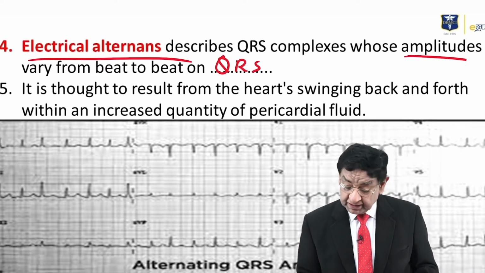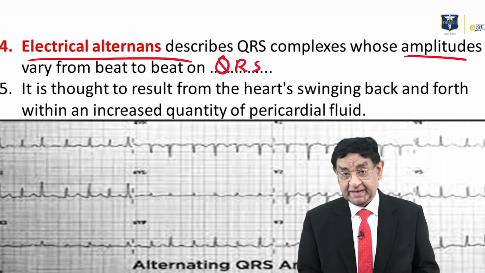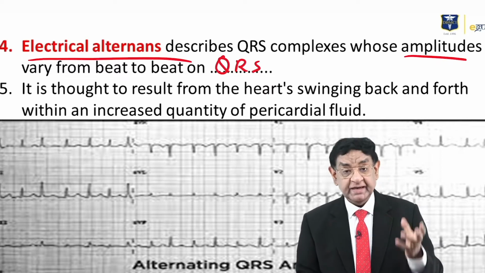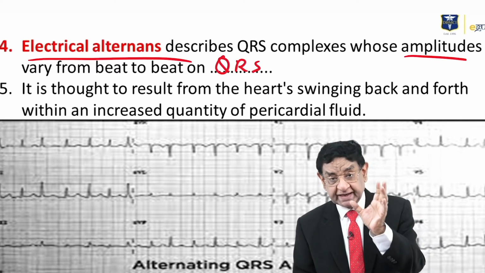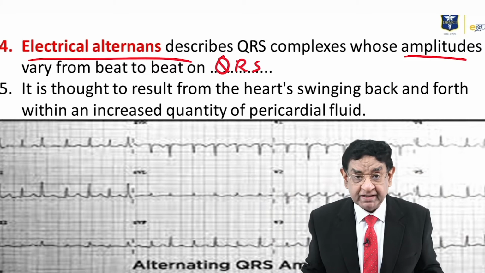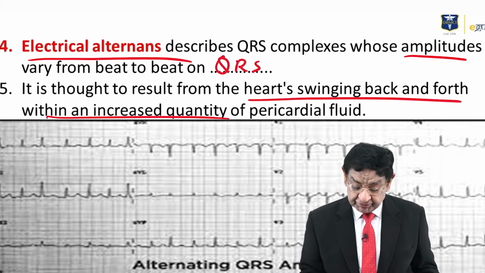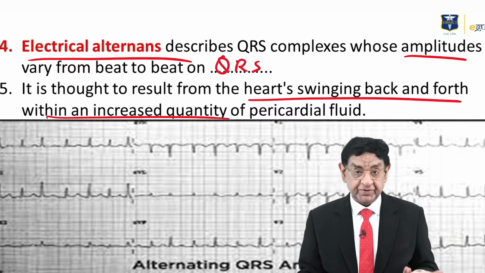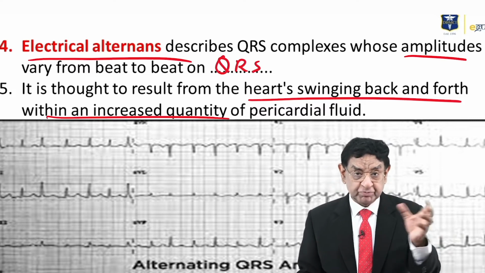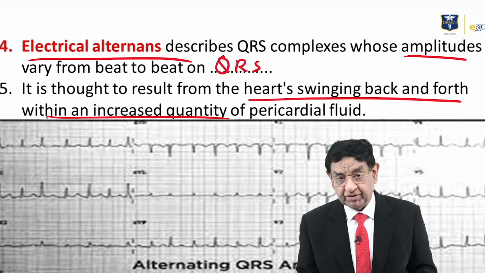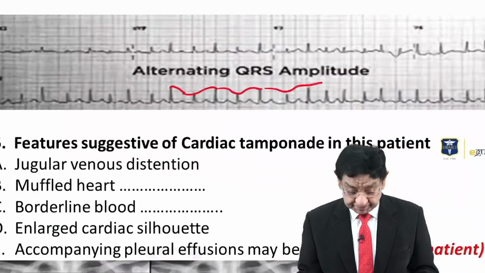Well, but why does this happen? What's the basic idea behind it? As the heart is hanging in a bag full of water, it swings back and forth with increasing quantity of pericardial fluid. That's why it is moving, and that gives a varying height of the QRS complex.